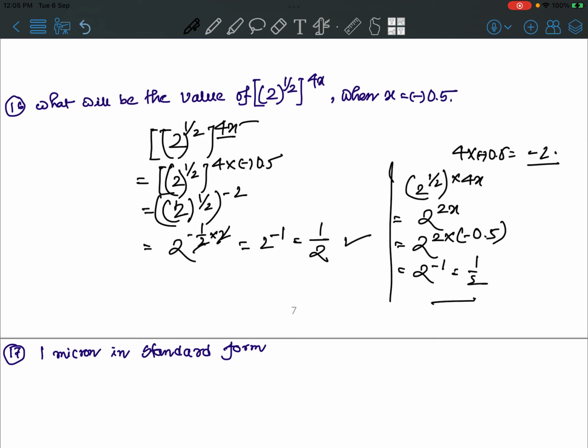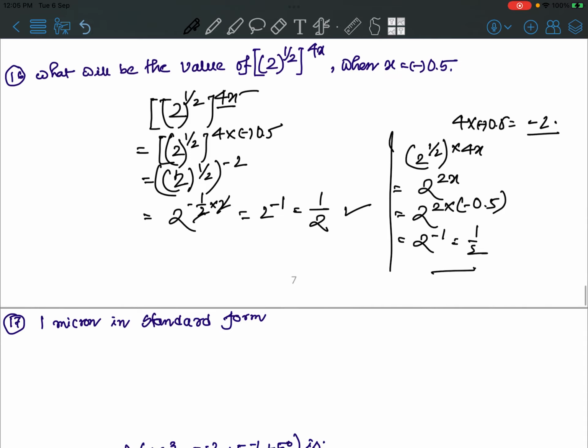First we put the value of x at the inception of the solving. Otherwise we solve the problem first, then we put the value of x. Okay. Now this is the answer. Half is the answer for both the cases.